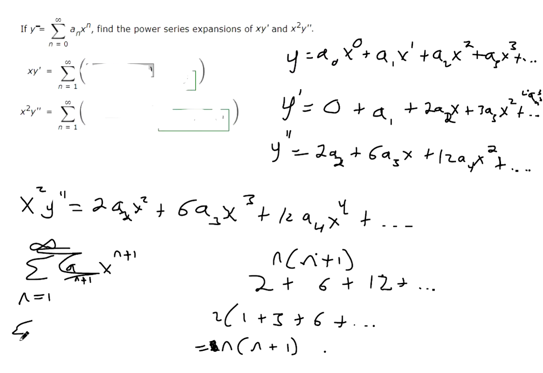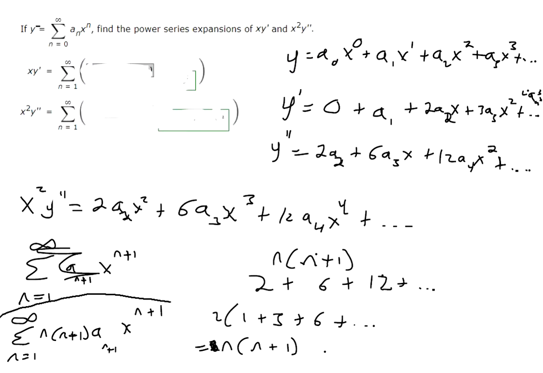So to finish this out, all that stuff is right, I just need more room. And it takes a long time to erase on this thing. We need n times n plus 1 times a sub n plus 1 times x to the n plus 1 power.